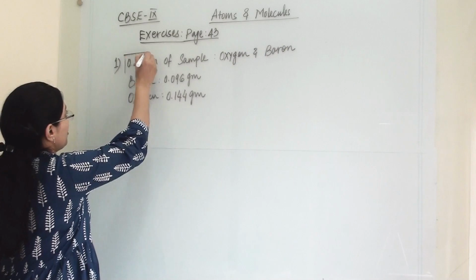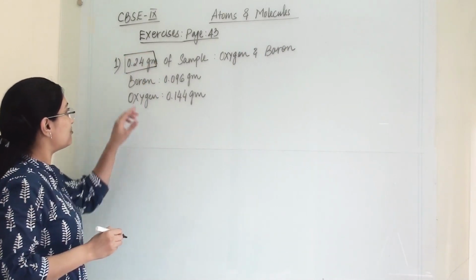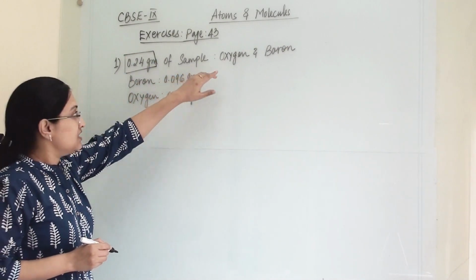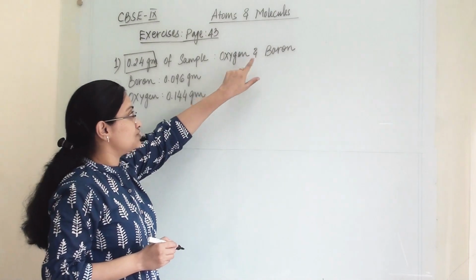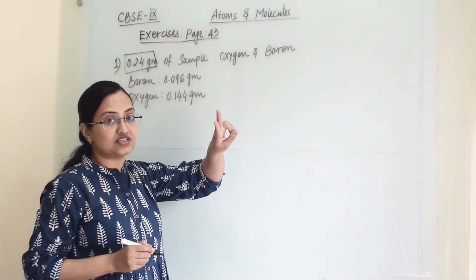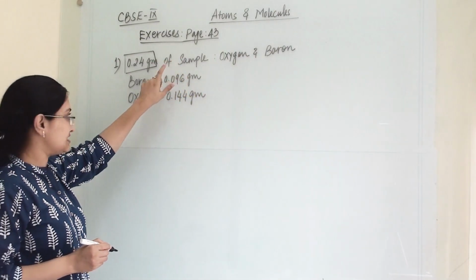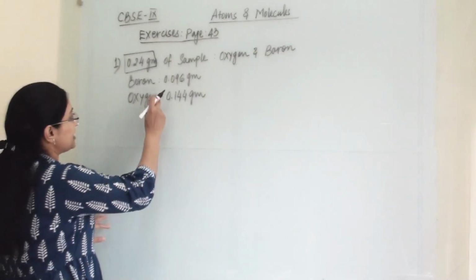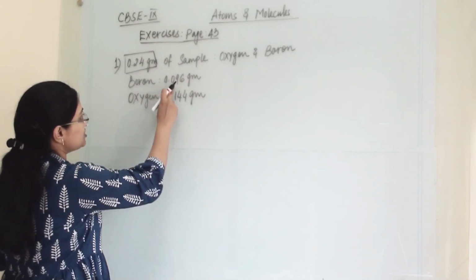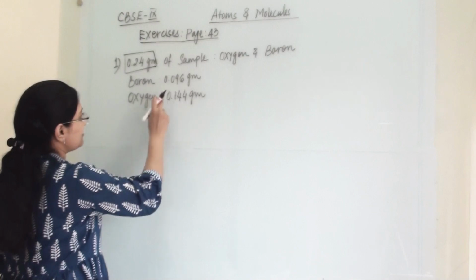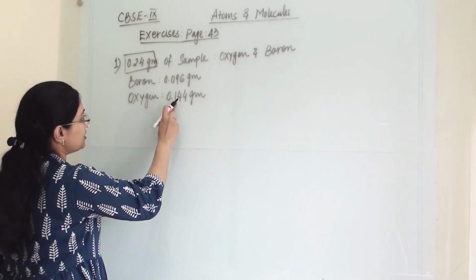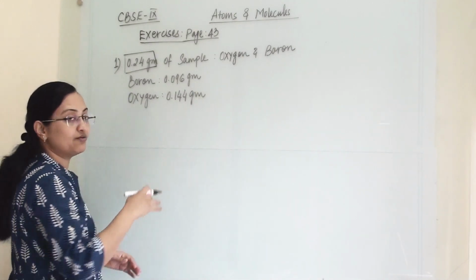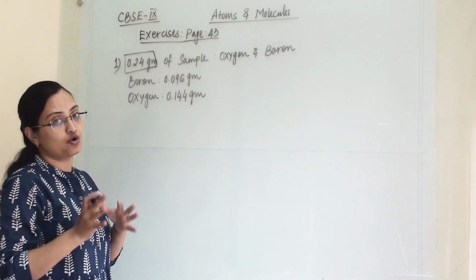So here this is the total gram of sample which we have. And it contains oxygen and boron. So there are two constituents present in this sample. And by weight, boron is 0.096 gram and oxygen is 0.144 gram. Now we have to find out the percentage composition.